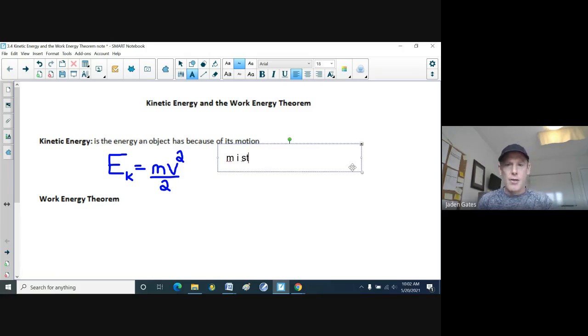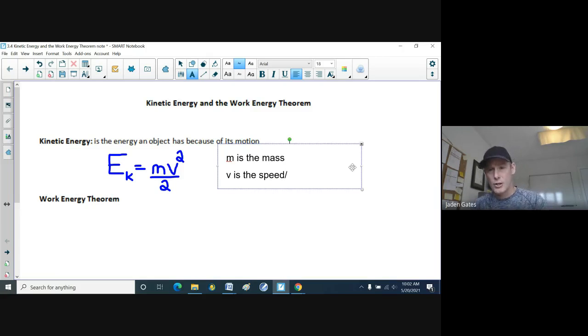So again, m is the mass, and v is your velocity, your speed, I guess. Same thing in this case, because we don't need direction. We're just talking about energy, and energy doesn't necessarily have a direction, so speed and velocity.